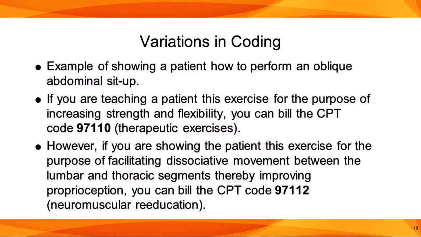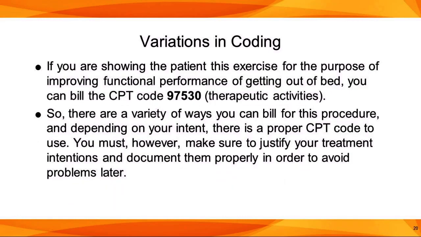And so a lot of times we are trying to facilitate the dissociative movement between the lumbar and thoracic segments to make them able to do these more functional activities. And so a lot of times I am billing 97112. If you're showing the patient the oblique crunch exercise for the purpose of improving functional performance getting out of bed, you can bill 97530, therapeutic activities.